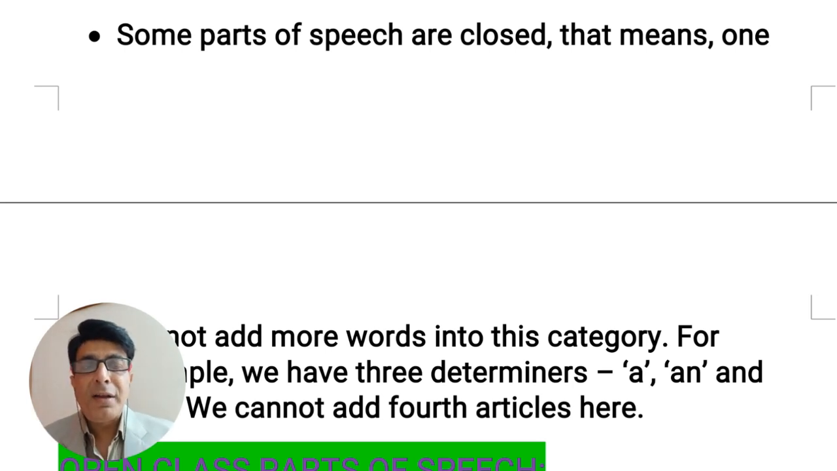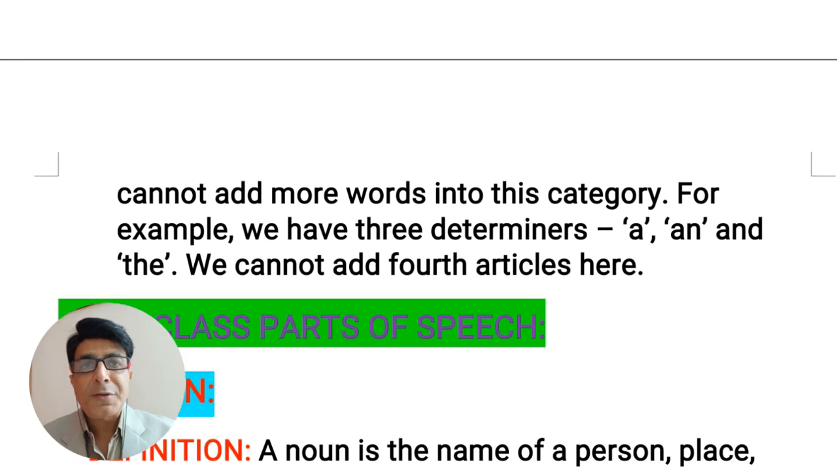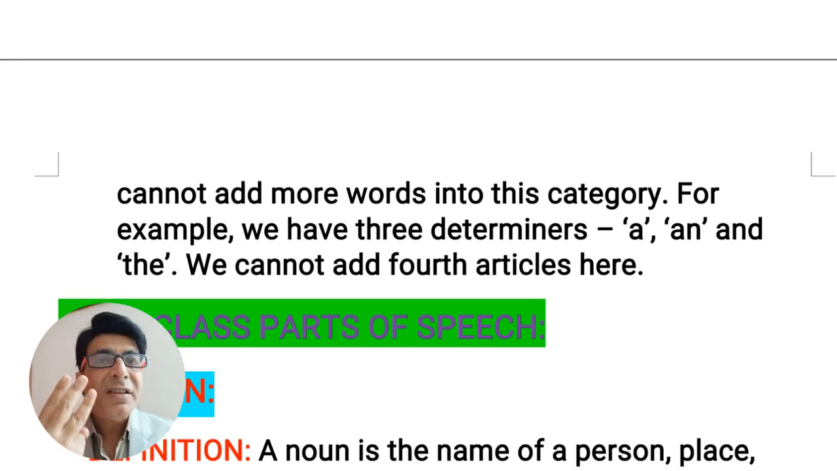Say for example, determiners, right? Determiner is a closed class parts of speech. Why? Because we have only three determiners in English language, and they are a, an, and the. Right? These are the three articles.